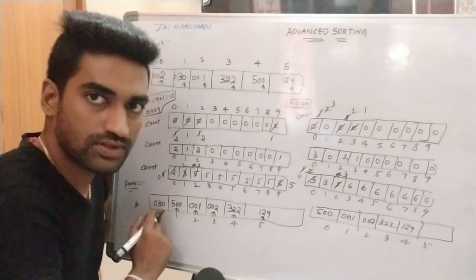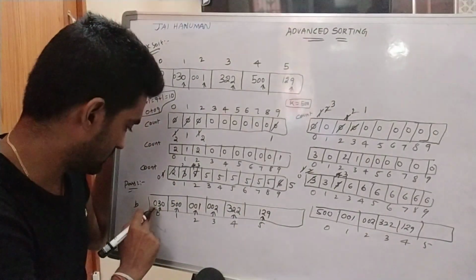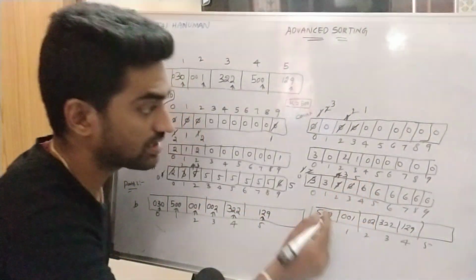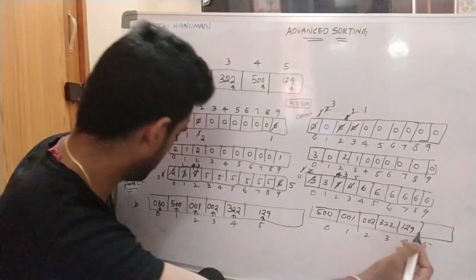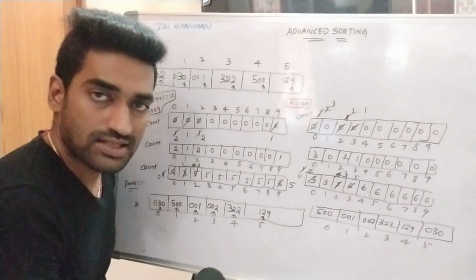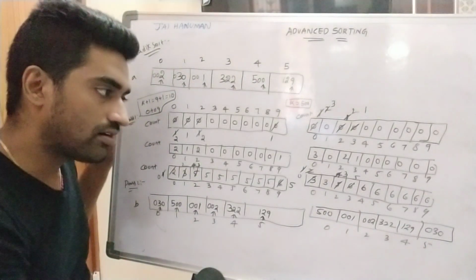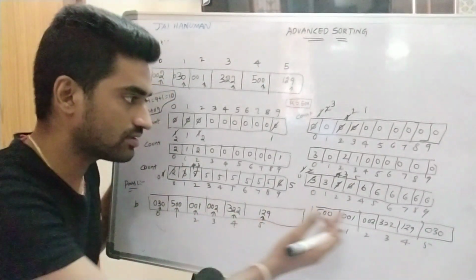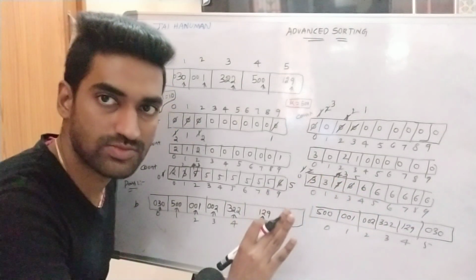030. So go to index 3, decremented by 1, that is 5. So at the fifth position we are storing 030. This procedure is continued until all the digits in the key values are completed. So the second digit sorting process has been completed.